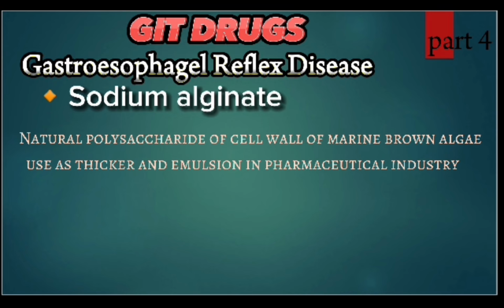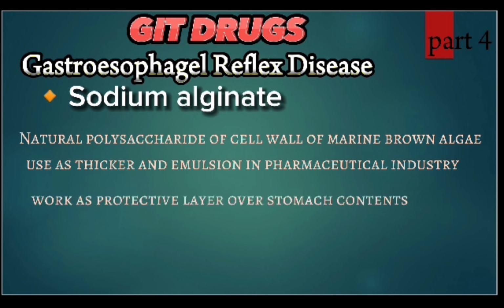The mode of function of sodium alginate in gastroesophageal reflux disease is this: when there is reflux of the gastric content to the esophagus, it can cause irritation to the esophagus. When we take this drug, it works by forming a protective layer over the stomach content, and it helps to prevent acid reflux and heartburn.